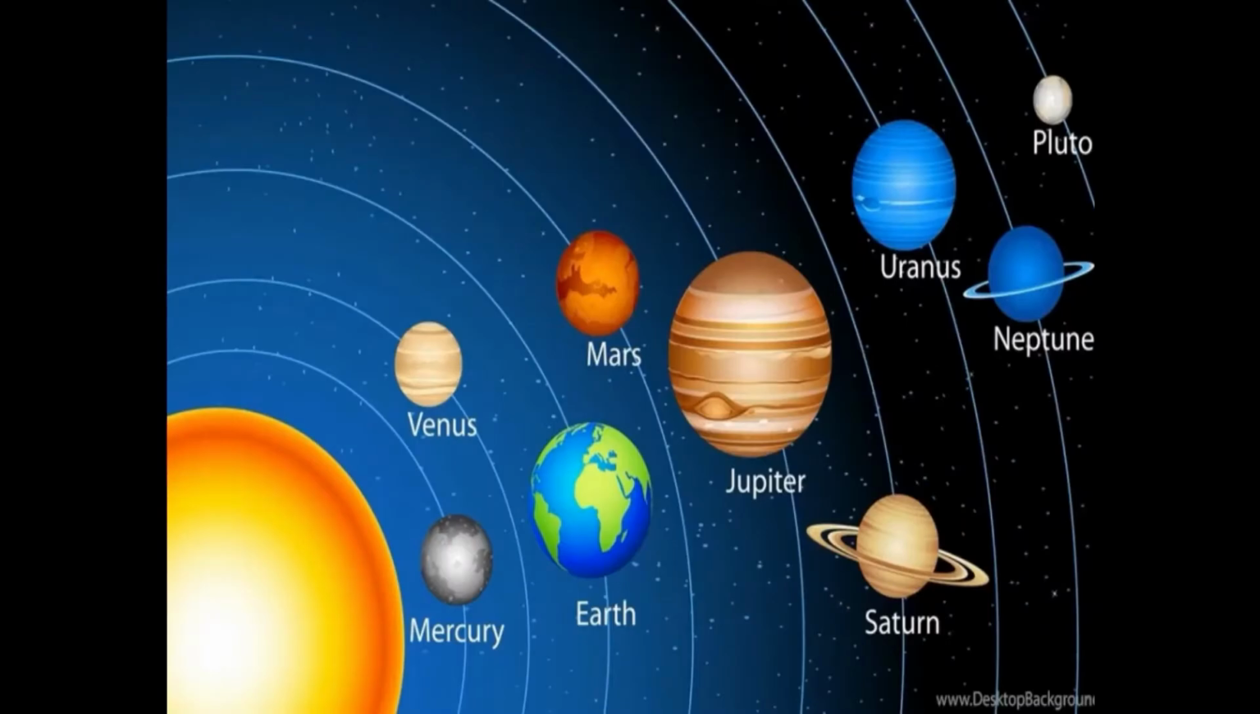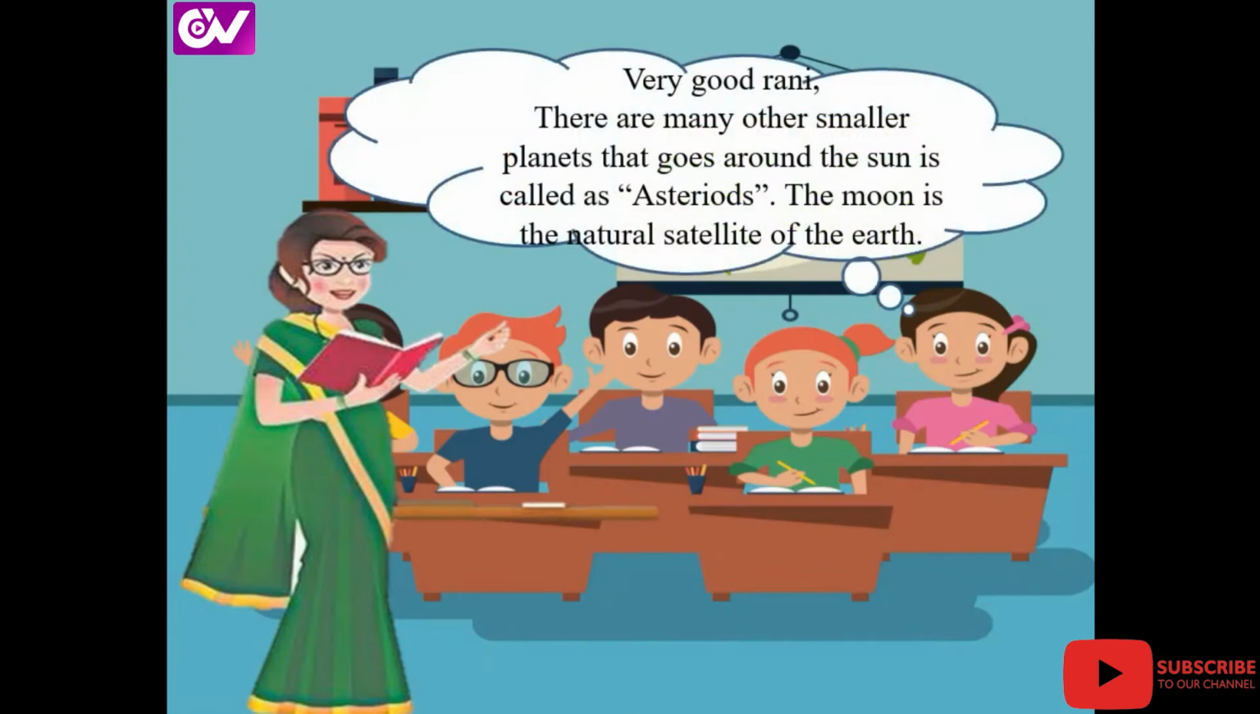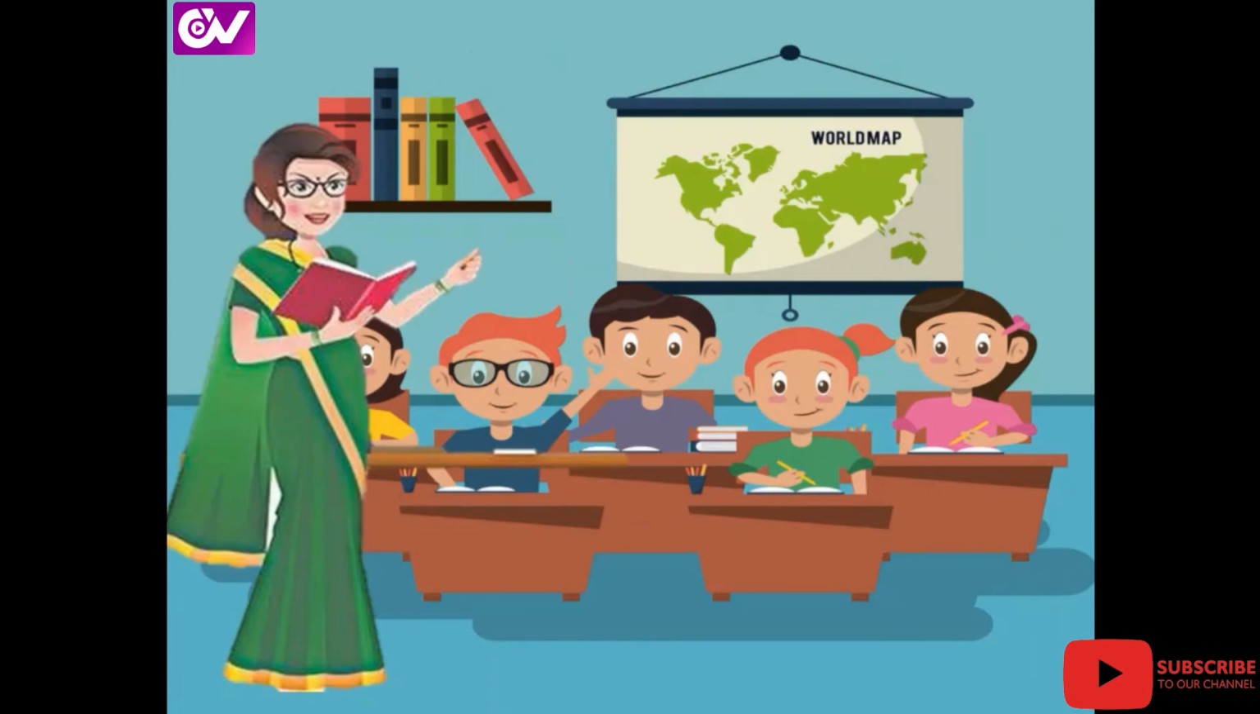So let us see. These are the 8 planets in our solar system: Mercury, Venus, Earth, Mars, Jupiter, Saturn, Uranus and Neptune. Very good, Rani. There are many other smaller bodies that go around the sun, called asteroids. Asteroids means minor planets. Apart from these 8 planets, there are also small planets called asteroids. The moon is the natural satellite of the earth.